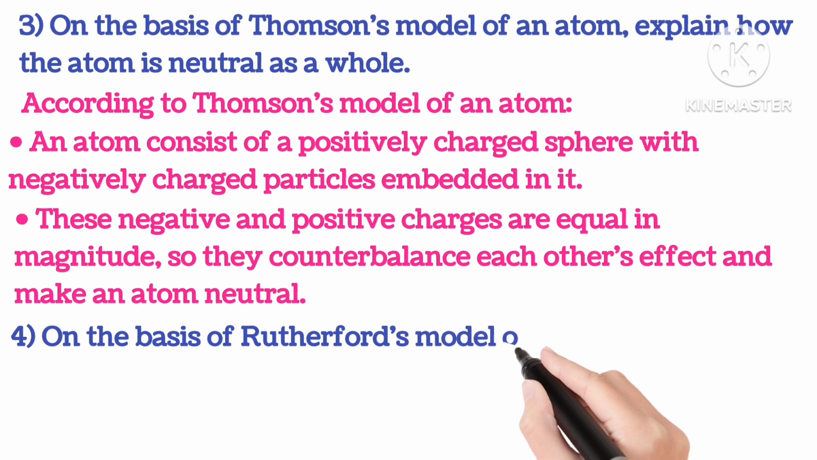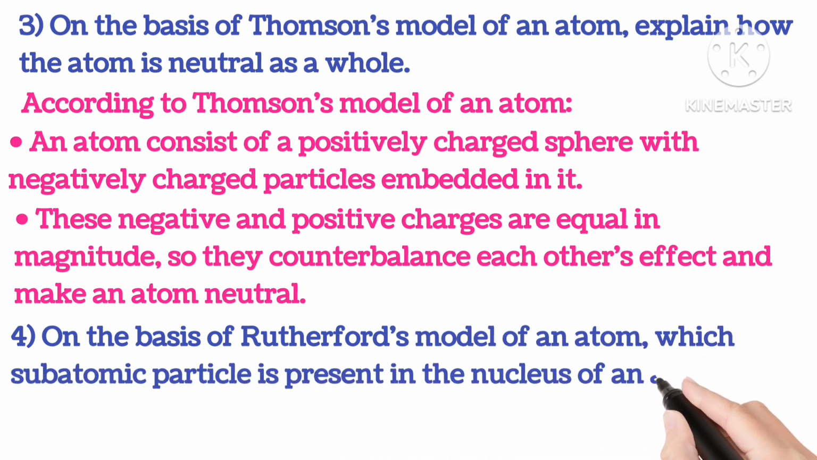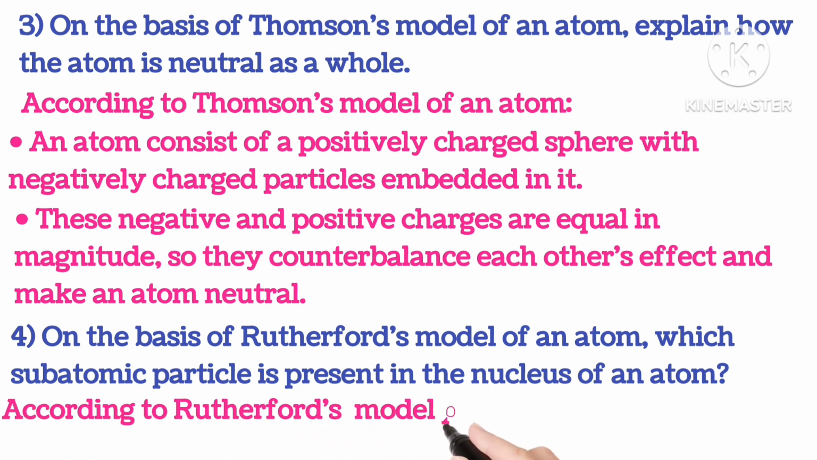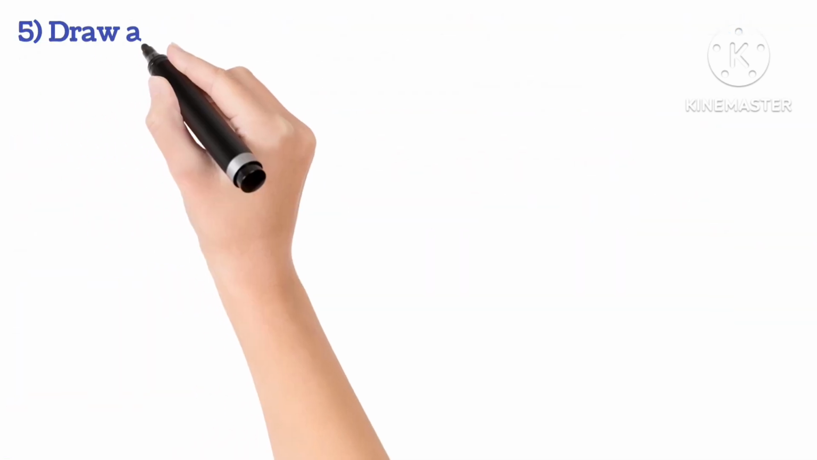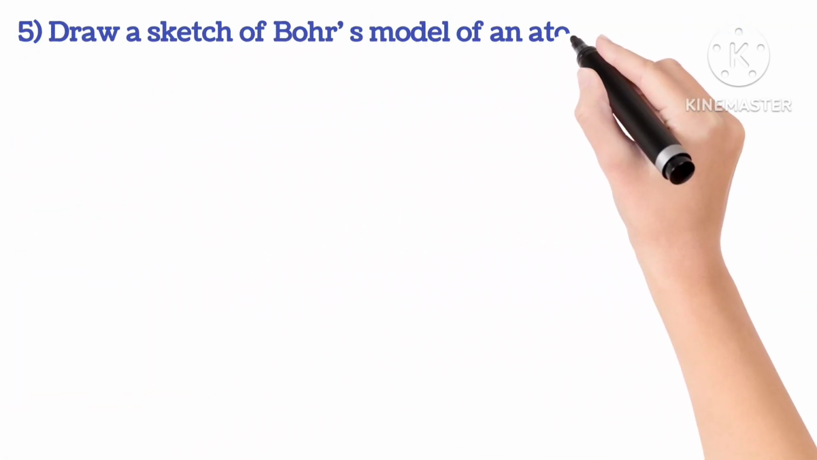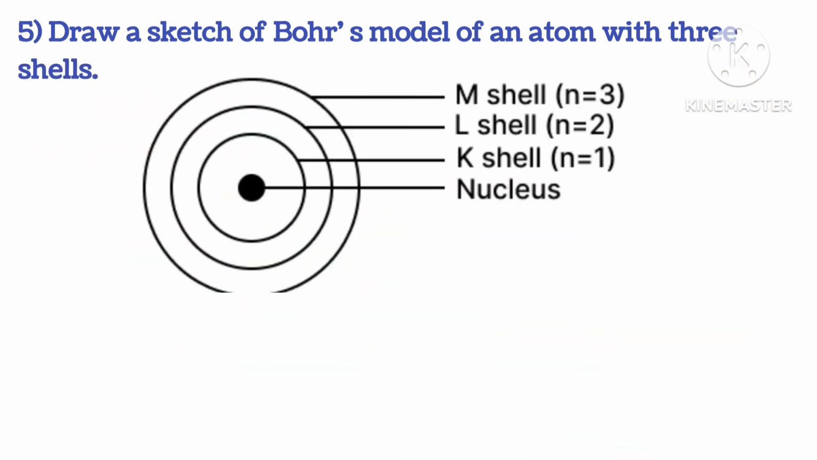On the basis of Rutherford's model of an atom, which subatomic particle is present in the nucleus of an atom? According to Rutherford's model, protons are present in the nucleus of the atom. Draw a sketch of Bohr's model of an atom with 3 shells. Here you can see the sketch.